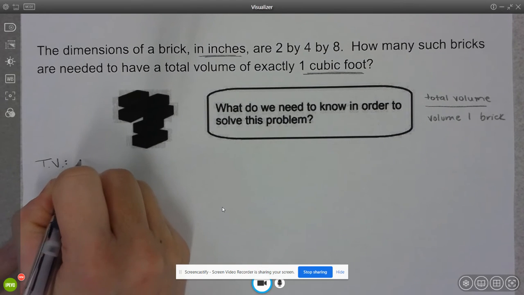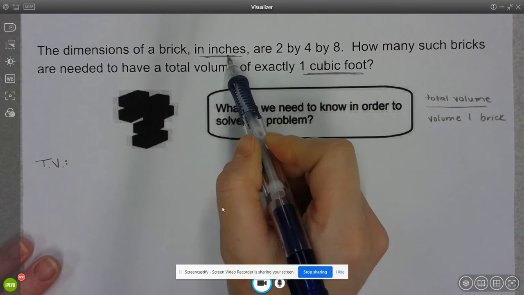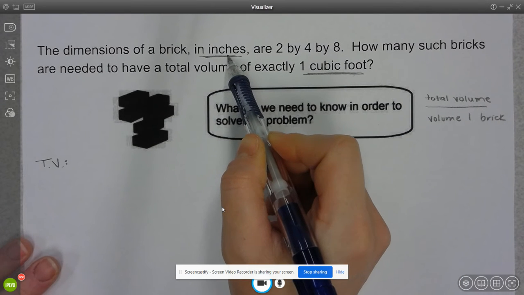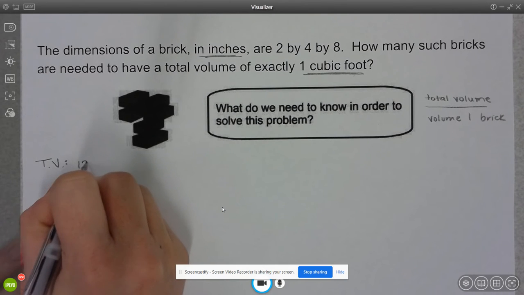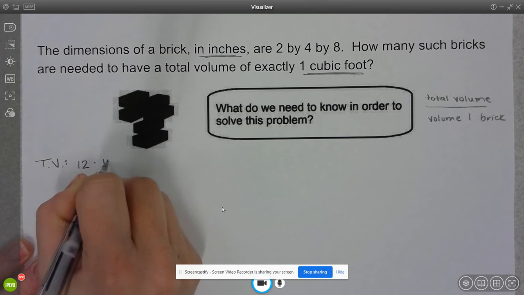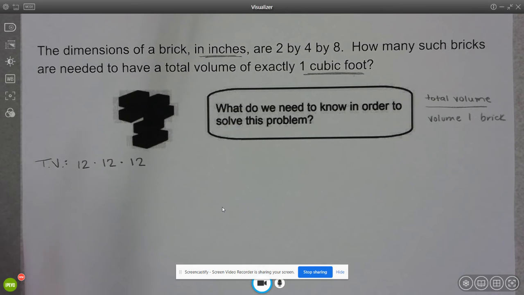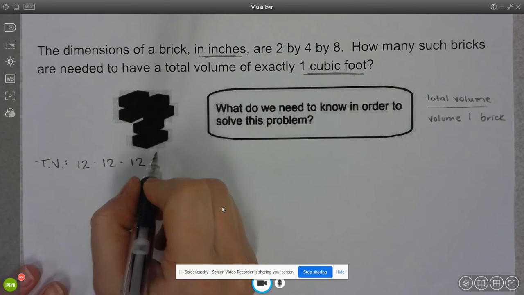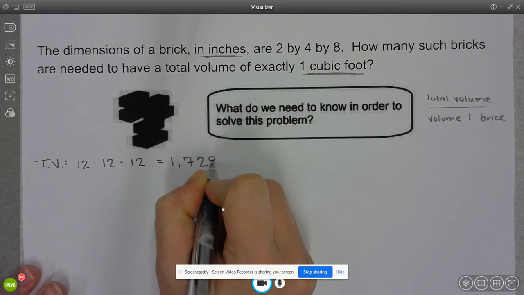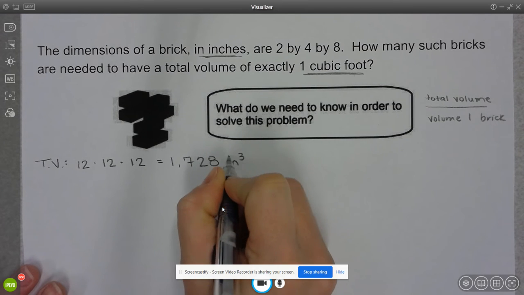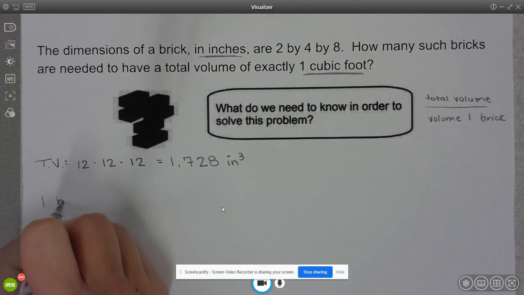So 1 cubic foot would be 1 foot by 1 foot by 1 foot, but I can't do feet and inches. So the easiest thing to do is convert the feet into inches and go from there. So that would be 12 inches times 12 inches times 12 inches. And this will give me cubic inches instead of cubic feet. And that's 1,728 cubic inches.